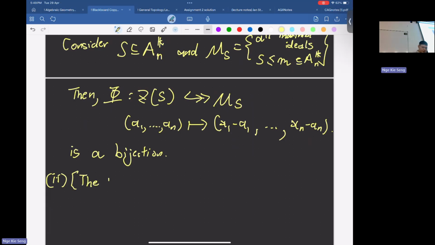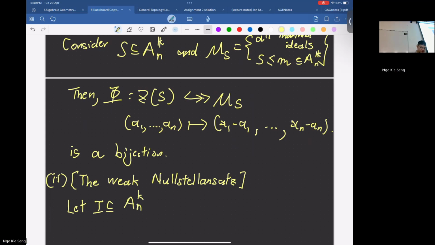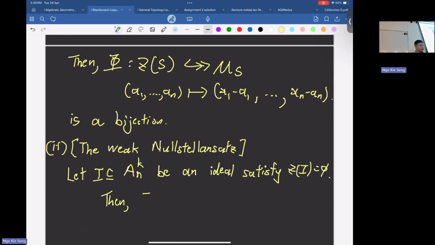Next statement is the weak Nullstellensatz. We basically split the Nullstellensatz into two parts here. The first part is called the weak Nullstellensatz. What's the weak Nullstellensatz here? Maybe this statement is kind of obvious. We'll write it down. If you take a subset of polynomials, and you look at the zero set of this ideal I such that it's empty, what do you think this I should be? Can this I be anything or not?